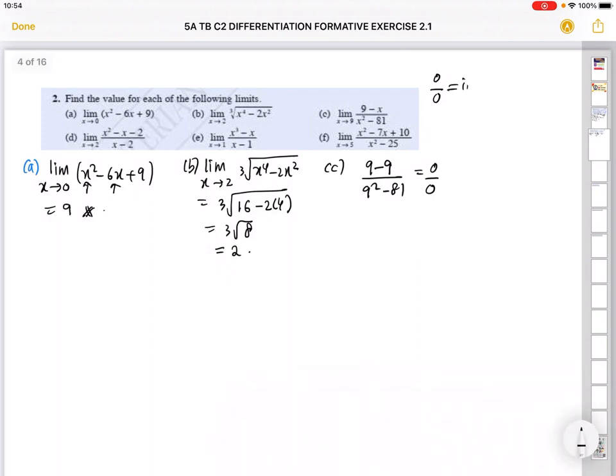Indeterminate form. So we cannot actually find the exact value. Now, 0 over 0, I know some people say is 1. It's not 1. You have to think this way.